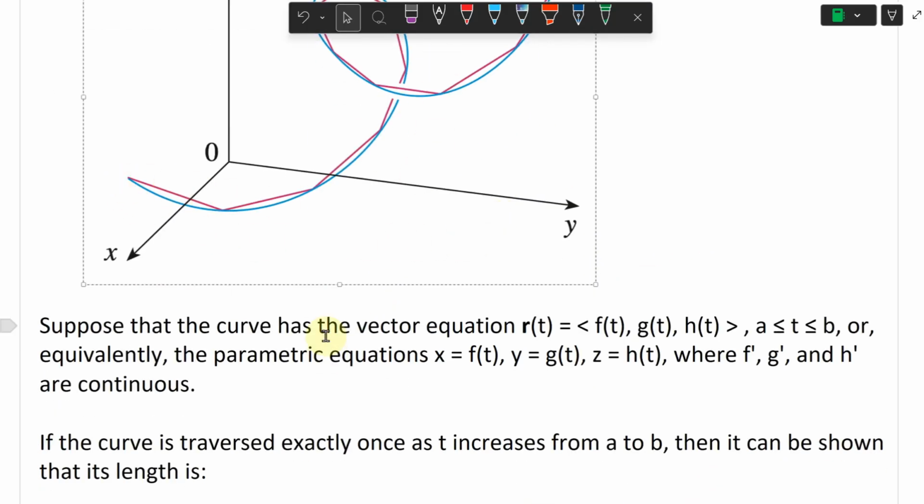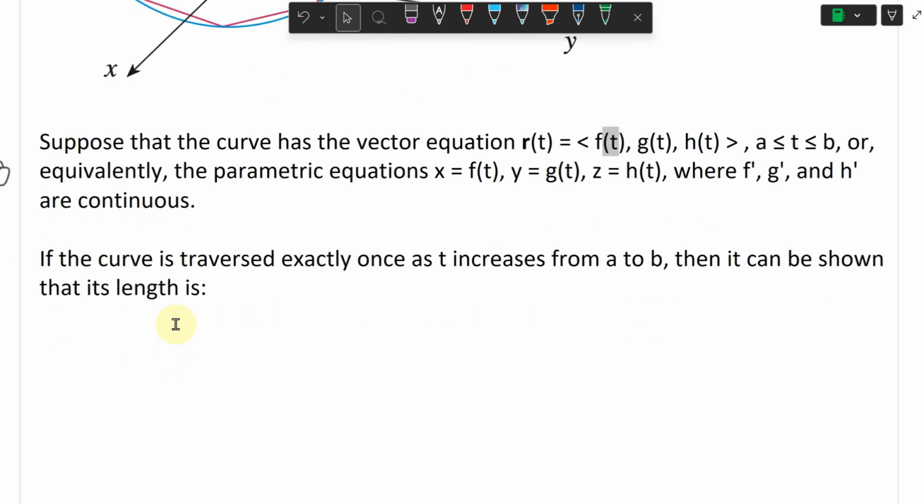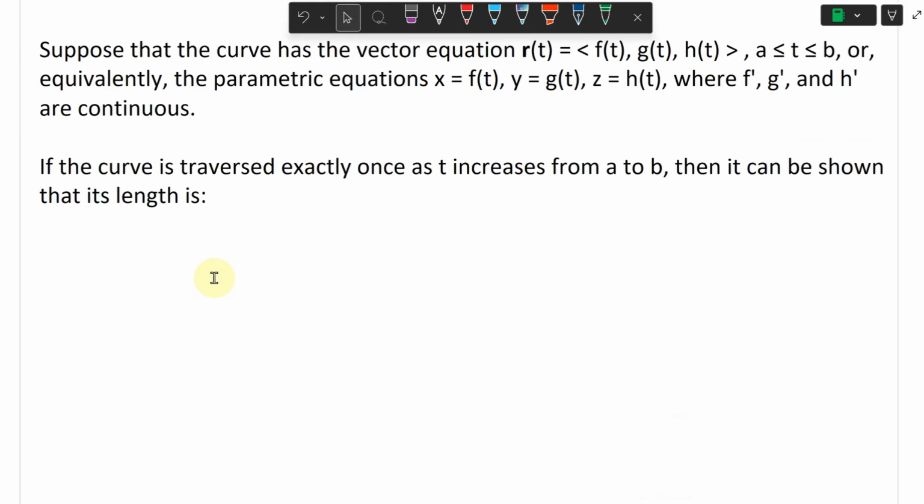So again, you just do the exact same thing. Suppose that the curve has the vector equation r of t equals, now in 3 dimensions, f of t, g of t, and h of t, where t is between a and b, or equivalently the parametric equations x equals f of t, y equals g of t, z equals h of t, where f prime, g prime, and h prime are continuous. So if the curve is traversed exactly once as t increases from a to b, then it can be shown that its length is, and I'm not going to prove it in this one because the calculus book didn't prove it. I might prove it in a future video, but we'll see about that.